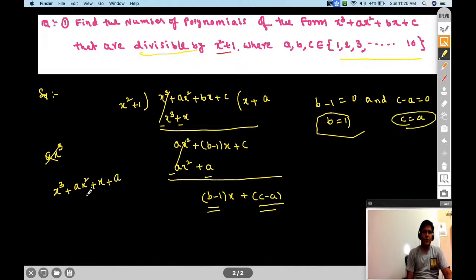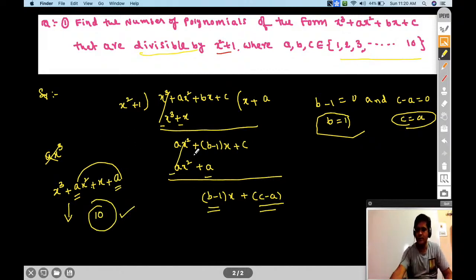So now our polynomial contains how many parameters? Only one parameter, that is a, because b is constant. Therefore the number of polynomials possible equals the number of a values possible. a belongs to 1 to 10, so there are 10 a values. Therefore 10 polynomials are possible. So this is the solution for question number 1.